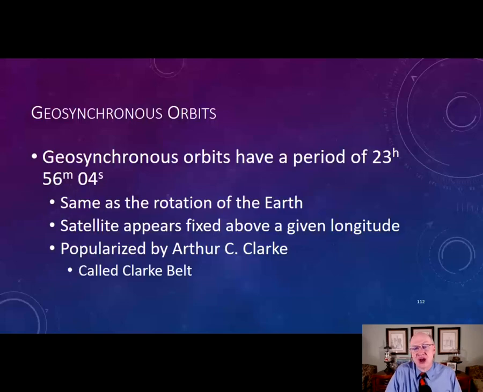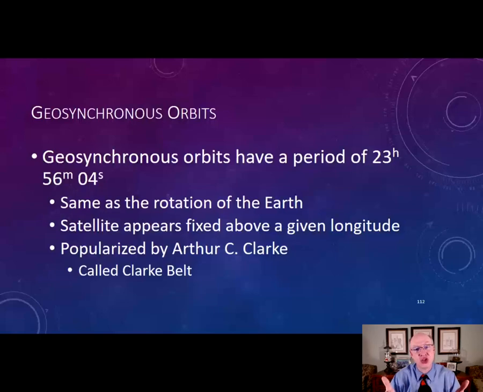And this was first promoted by the science fiction author Arthur C. Clarke. Arthur C. Clarke proposed in a paper years ago that we could launch a series of communication satellites into this orbit, and that these communication satellites, by putting 3 of them in orbit around the Earth, would provide continuous coverage around the Earth. And so sometimes the geosynchronous belt is called the Clarke belt.